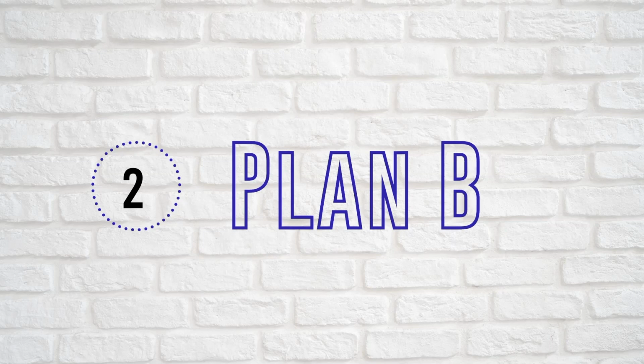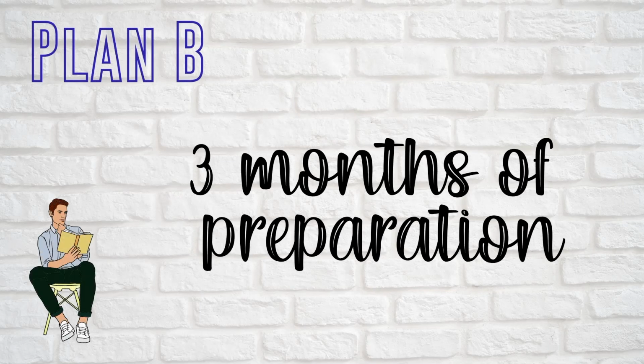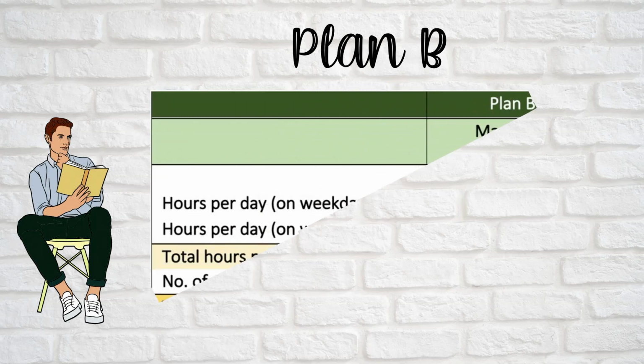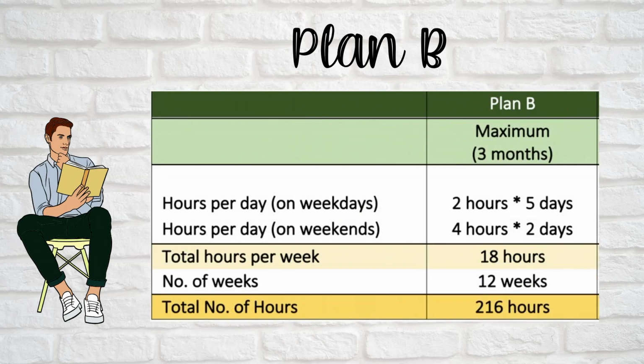months. Plan B is for people who are not yet comfortable with the topics and thus will require more time, or for people who have extra 1 month to prepare. So similar to Plan A, if you're consistent and you're able to commit 2 hours of study time on weekdays and 4 hours of study time on weekends, you'll be able to commit a total of 18 hours per week.